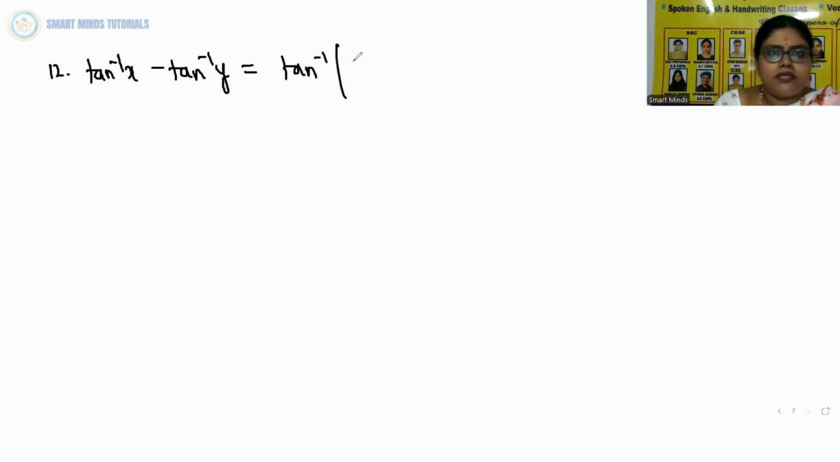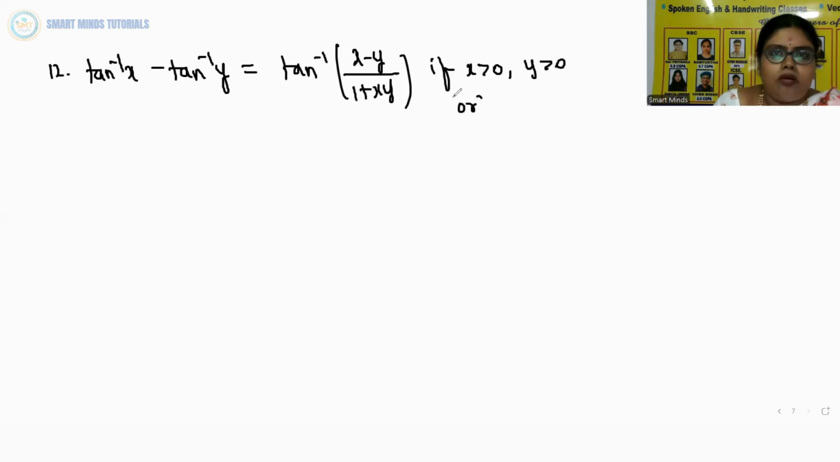Next, number 12. Tan inverse x minus tan inverse y equals tan inverse of x minus y by 1 plus xy if x is positive, y is positive, or x is negative, y is negative. So for tan inverse x minus tan inverse y, you have only one formula.